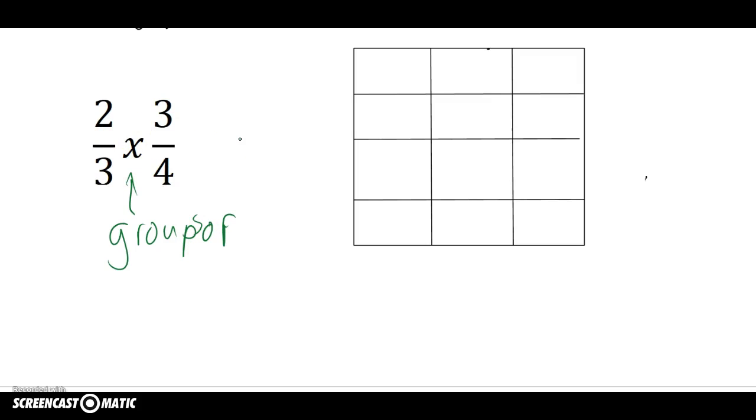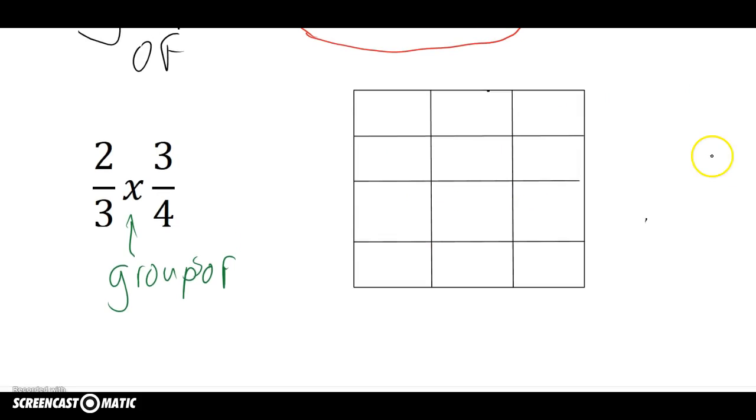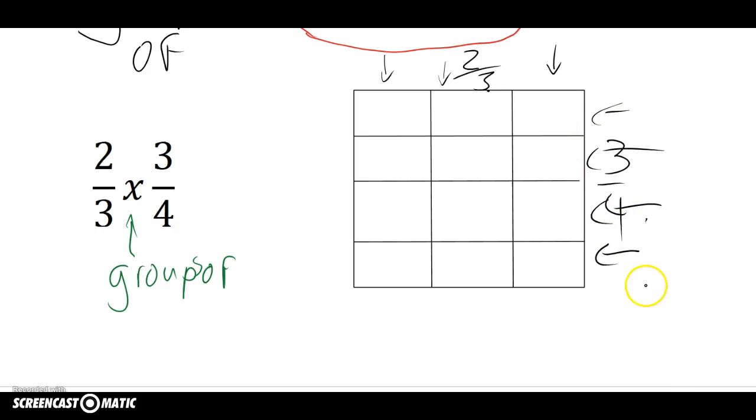I'm going to draw my model again. You can see that the vertical here is actually my 2/3. So I'm going to write that above. This is my 2/3, and this is my 3/4. Now, how do I know that this is 2/3? Because it's divided into 3 pieces. So there's 1 piece, there's 2 pieces, there's 3 pieces, and I know this is my 3/4 because I have 1, 2, 3, 4, like that.